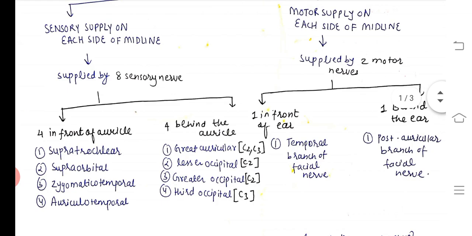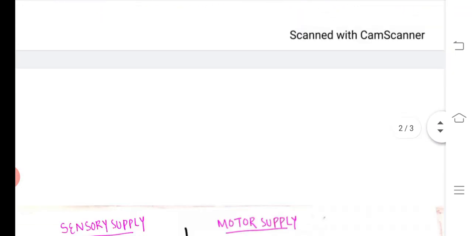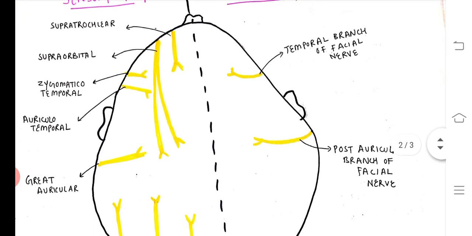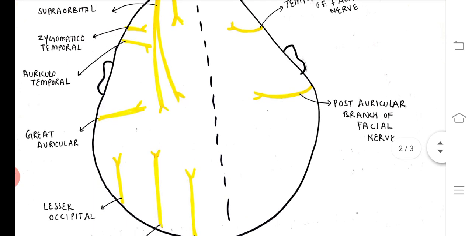Now coming to the motor nerves, on each side of the midline the scalp is supplied by 2 motor nerves. One is in front of the ear and one is behind the ear. The one in front of the ear is the temporal branch of the facial nerve, whereas the one behind the ear is the posterior auricular branch of the facial nerve. Here again you can see in the diagram the temporal branch and the posterior auricular branch of the facial nerve.